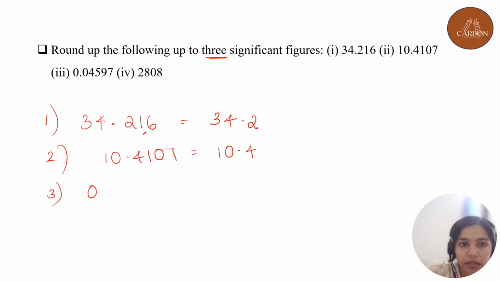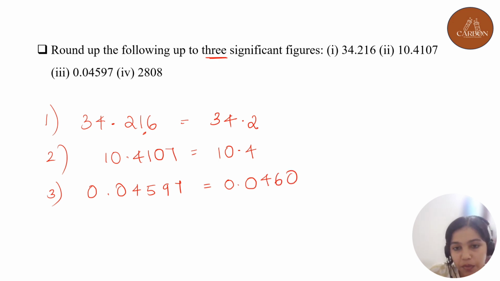Then another one, 0.04597. How can we write this? The 0.0 are leading zeros. It's the story of leading zeros, right? Do leading zeros count? Remember, so we write 0.0460. We add a trailing zero here, because the first two zeros don't count. These three numbers, 460, are 3 significant figures.